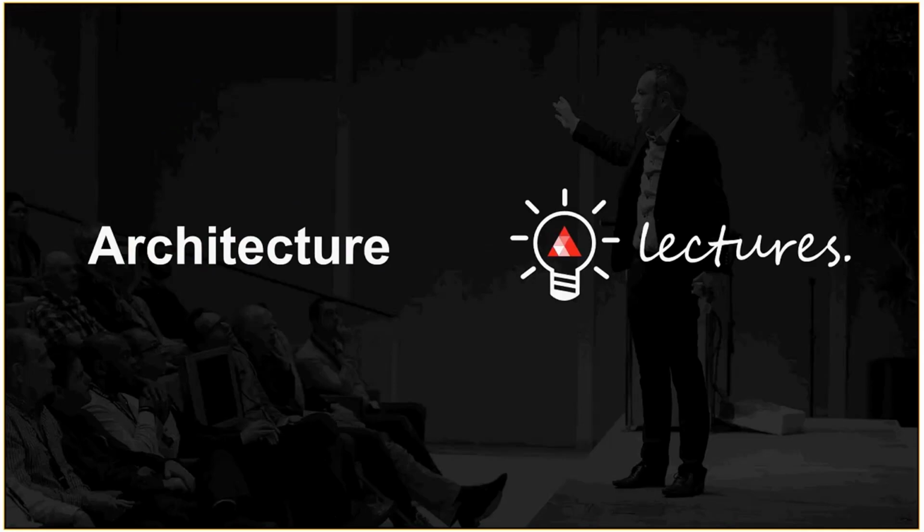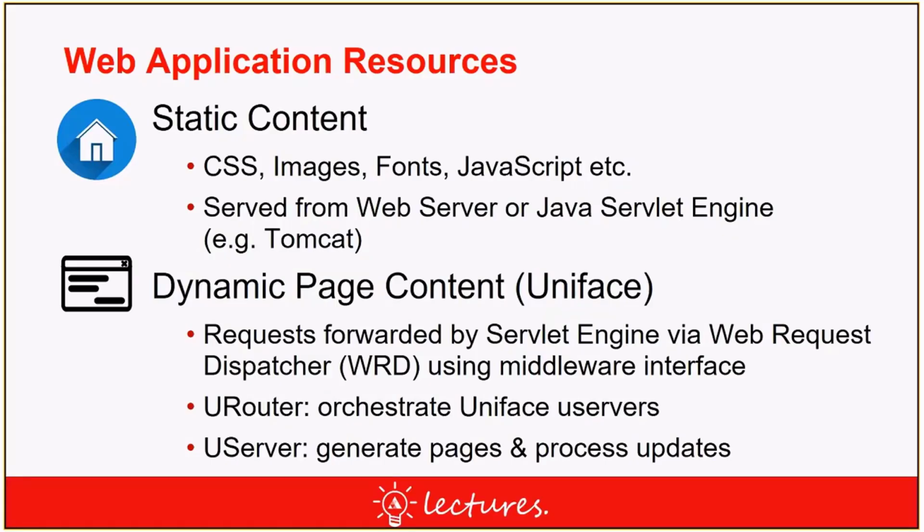Starting then with the architecture, the key point to note is that a responsive web application typically consists of static and dynamic content. Your static content will be things like your JavaScript, your images, anything that can be cached by a browser. That will typically be served by a web server, but can just as easily be served by the Java servlet engine. So Tomcat, for example, can work as a web server as well. And the performance difference between the two is a lot less these days than it used to be. Obviously, dynamic page content needs to be generated by Uniface.